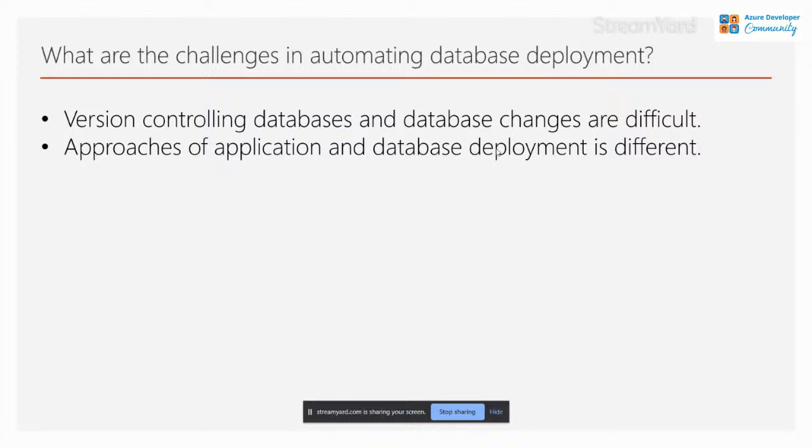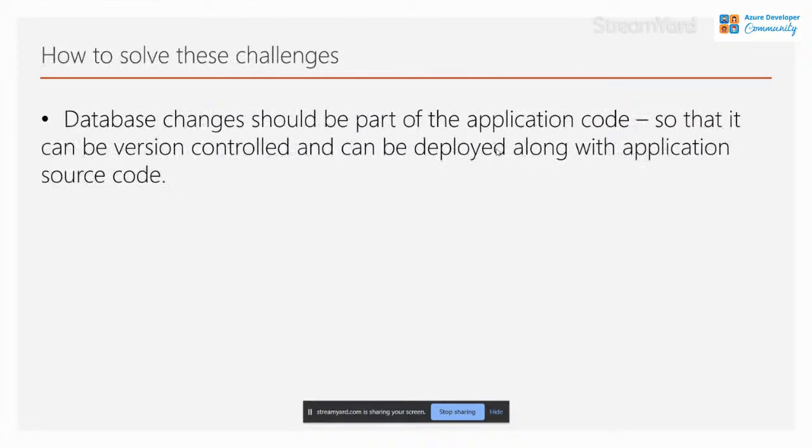So that's why it's two different things, and that is the challenges related to that. How we can solve this? One approach is to keep the database changes part of the application code, so that it can be version controlled along with the application, and it can be deployed along with the application source code also. So how can we do that?